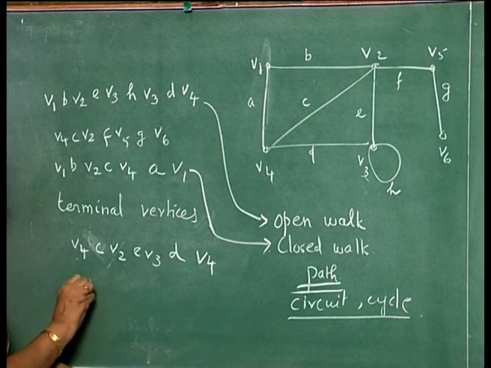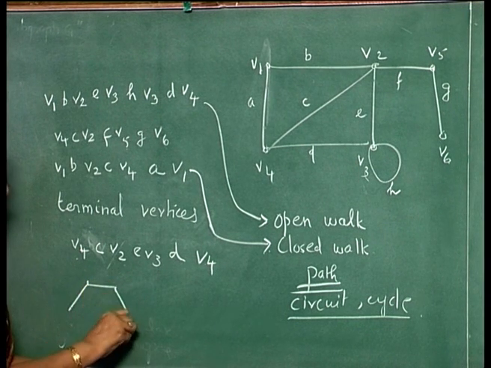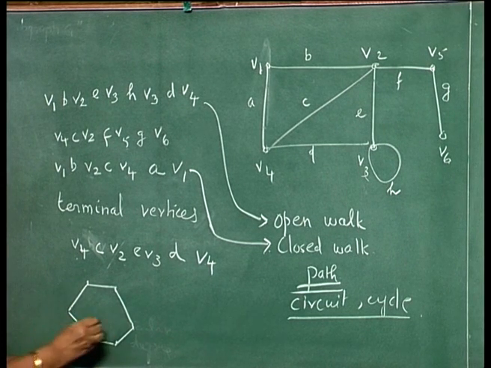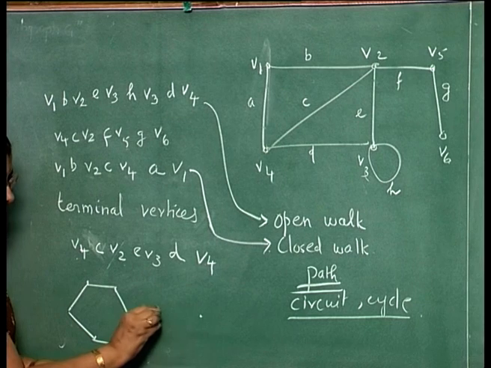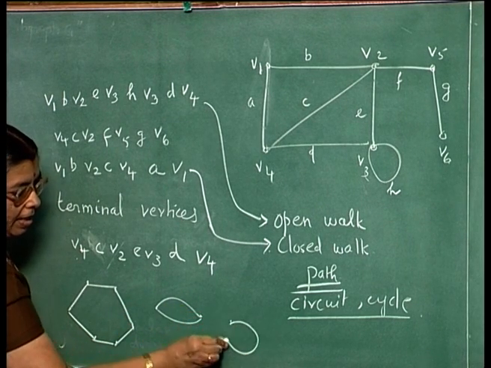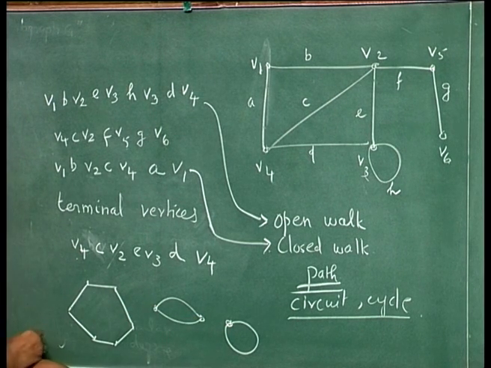So, for example, a cycle will be of this form. This is a cycle on 6 vertices. With two vertices you can have something like this, with one vertex it will be like this. These are cycles.